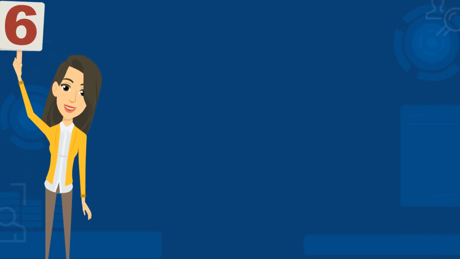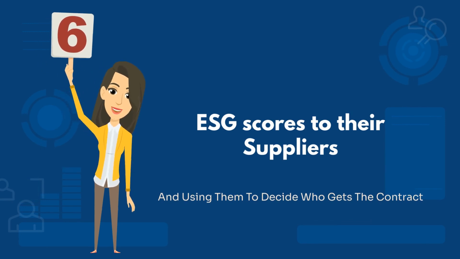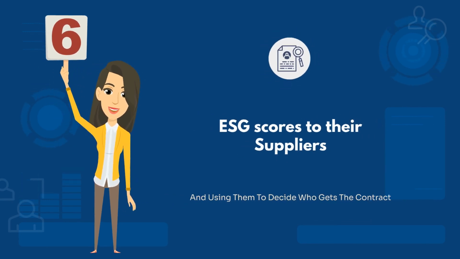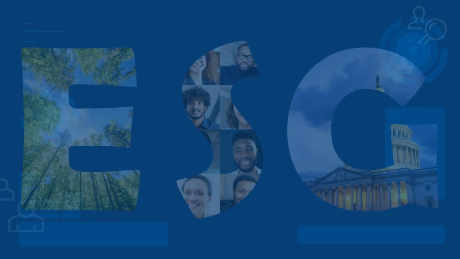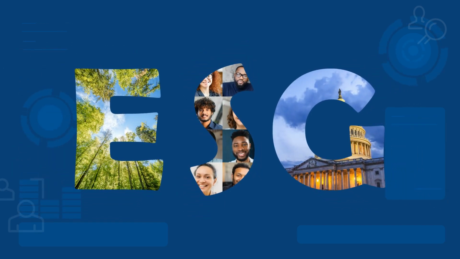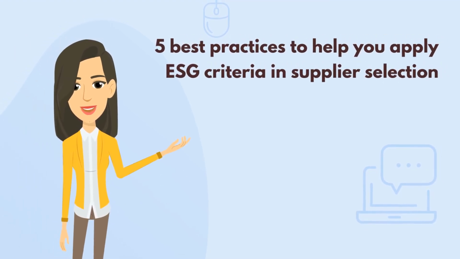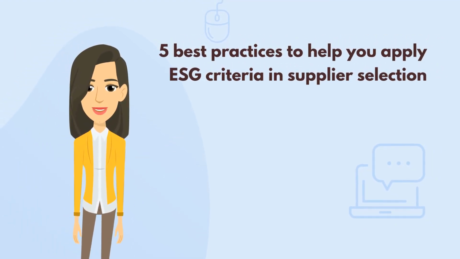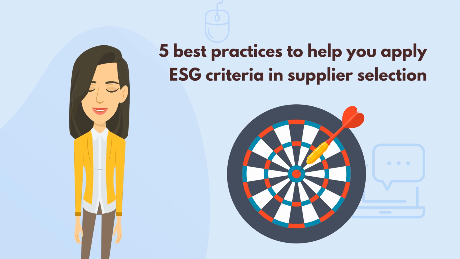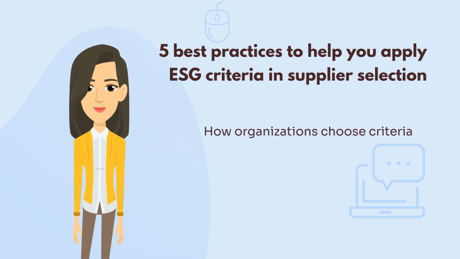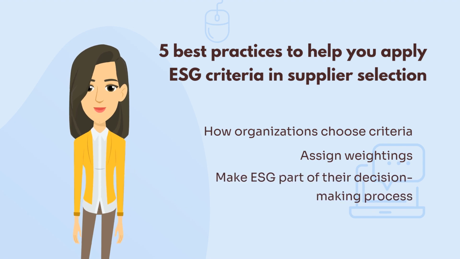More and more companies are assigning specific ESG scores to their suppliers and using them to decide who gets the contract. From carbon footprint to board diversity, ESG criteria are becoming a powerful tool in supplier selection. In this video, we'll walk through 5 best practices to help you apply ESG criteria in supplier selection, clearly, consistently, and aligned with your company's strategy.